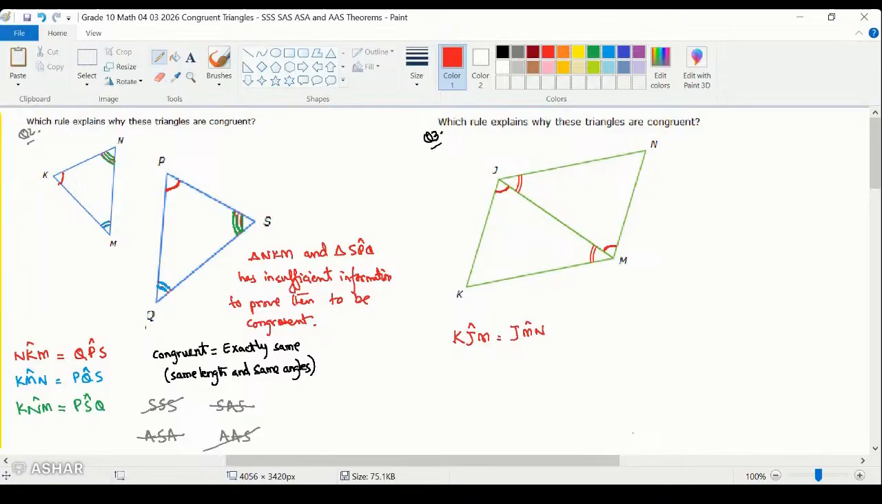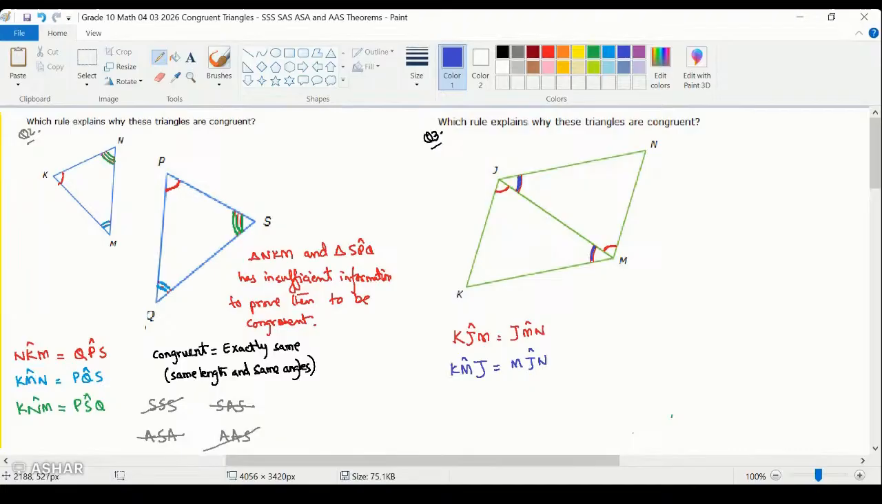First angle is given to us. Let's look at the second angle. This angle is given equal to this angle. We have a ratio of another angle that is exactly the same. That means angle KMJ equals angle MJN. We have two angles given which are equal, right?